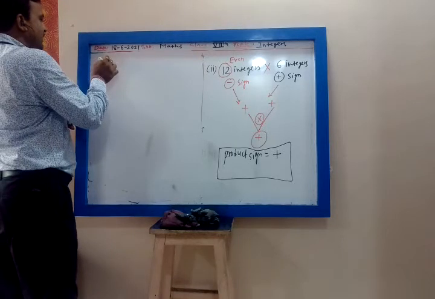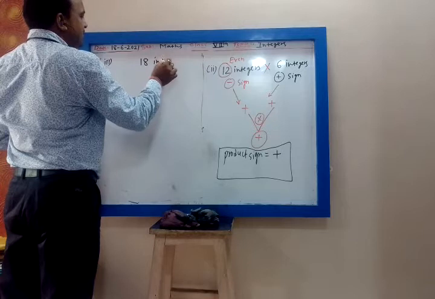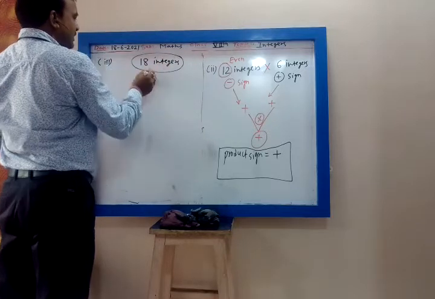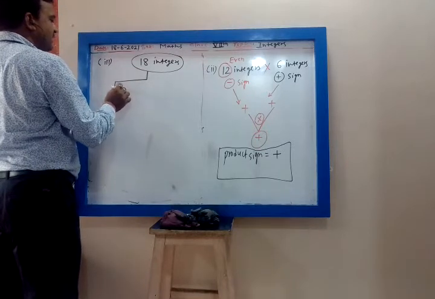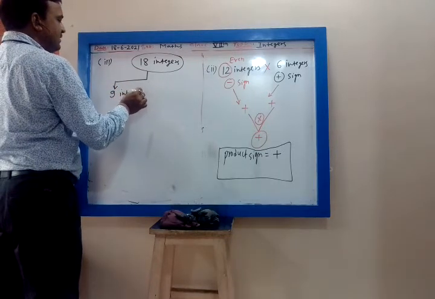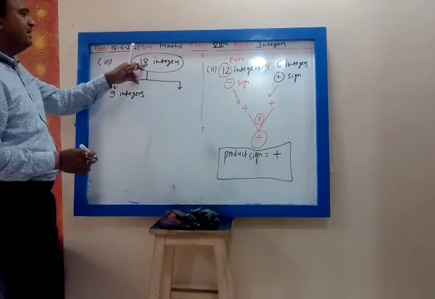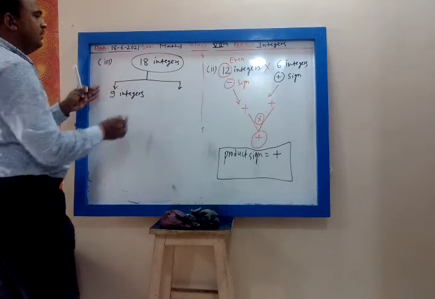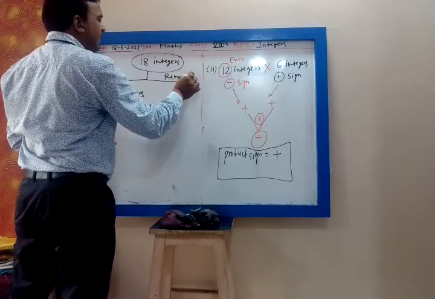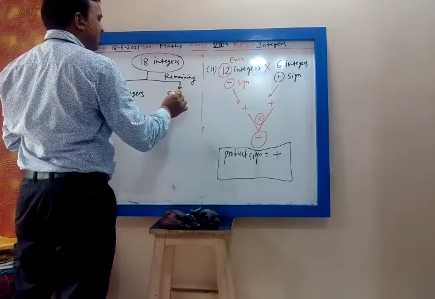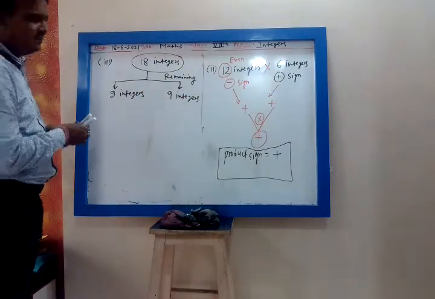Yes, so let us see. Total there are 18 integers. Out of these 18 integers, there are 9 integers, and the remaining, this is my remaining. Total there are 18, so if I have concluded 9, then 9 integers are remaining. First these 9 integers have positive sign.